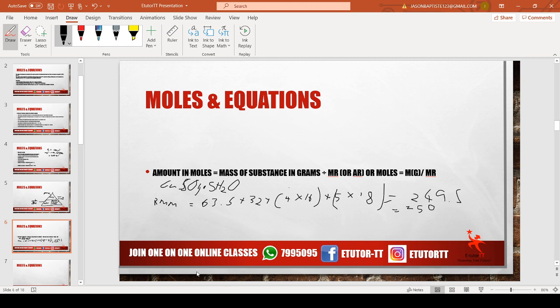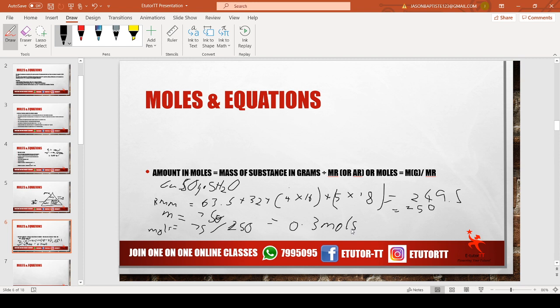The mass, we'll put the mass as 75 grams. So, to calculate the moles for this one now, we have 75 divided by 250, which is equal to 0.3 moles. So as you can see, the relationship between mass, moles, and the equation.